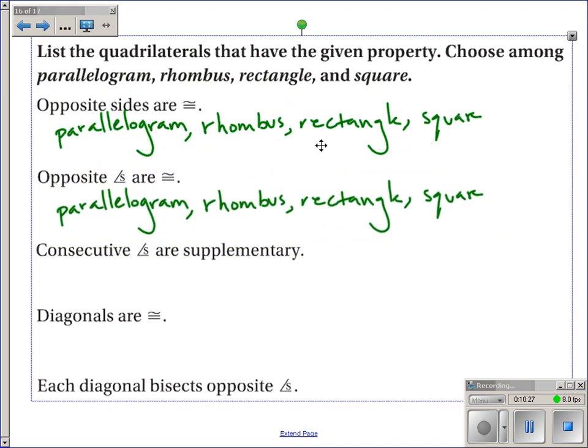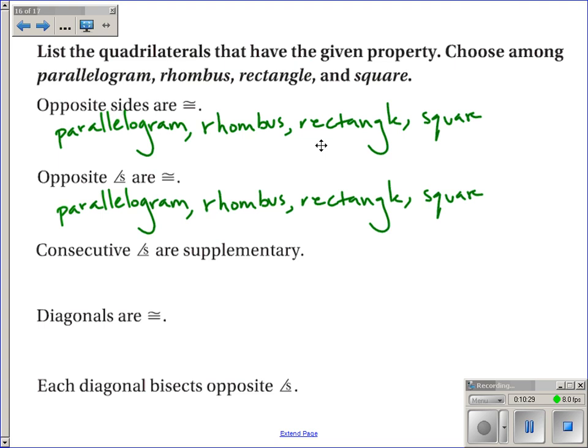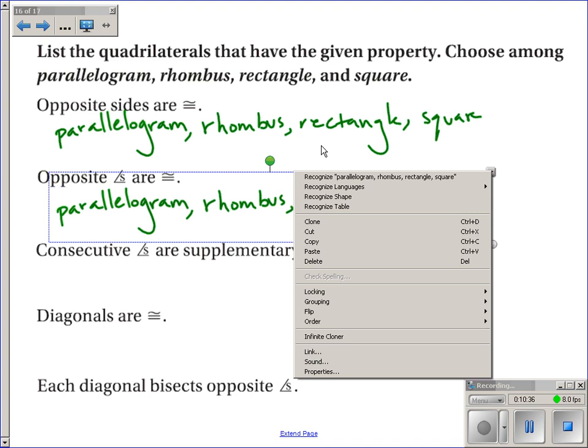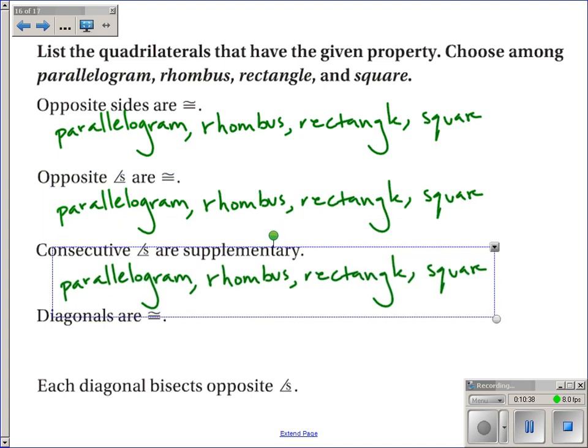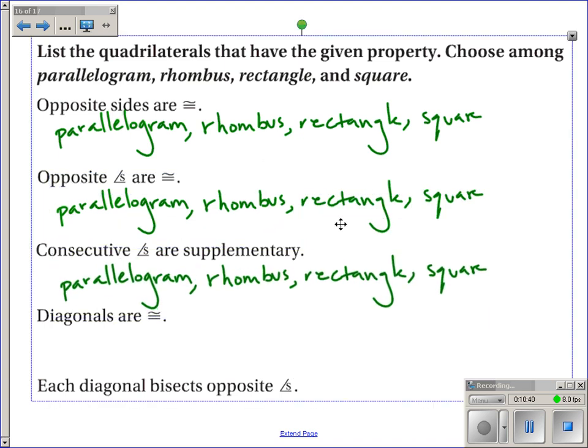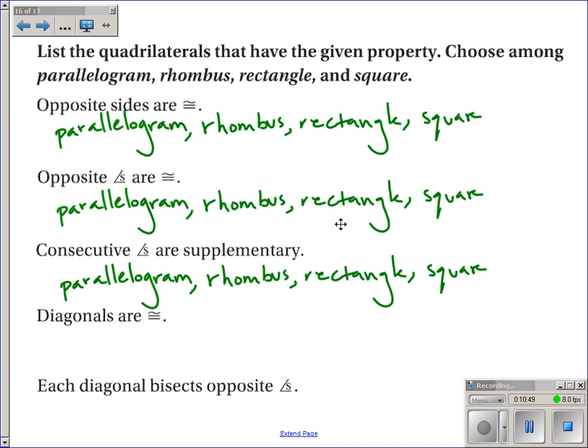Okay, consecutive angles that are supplementary. Again, that's a property of parallelograms, and so all four will have that property. Okay, diagonals are congruent. Okay, now that's not true for rhombuses because they could be longer. So the one that has congruent diagonals are rectangles.